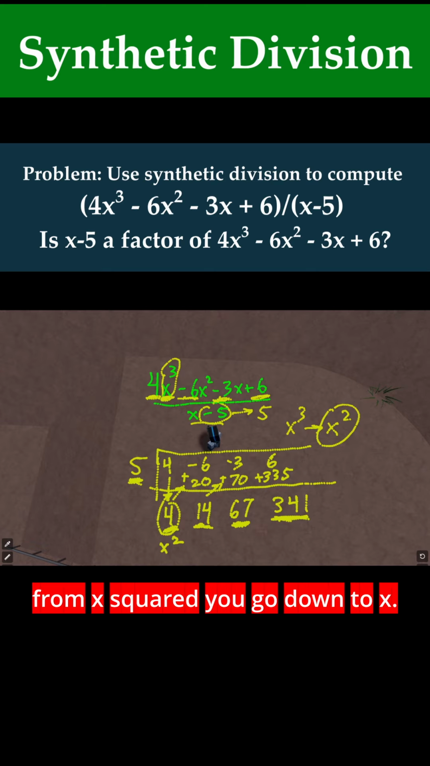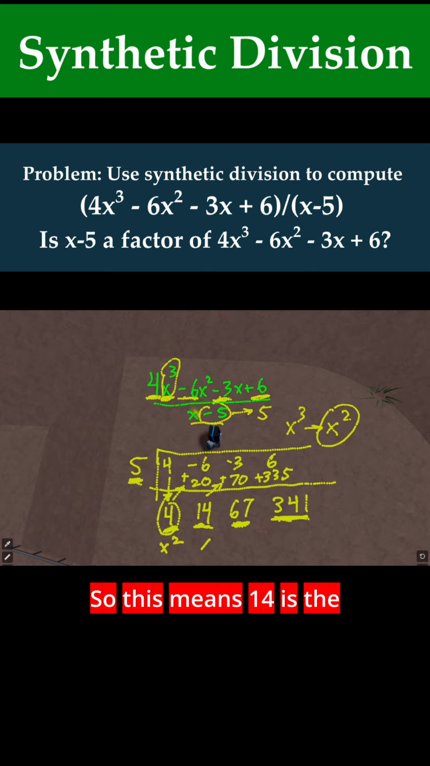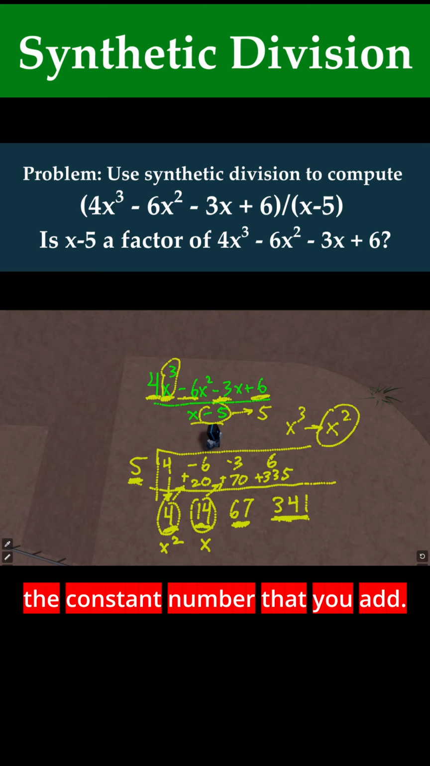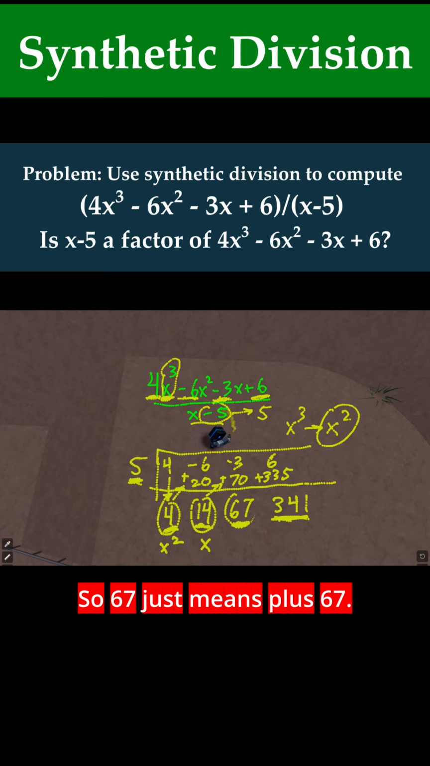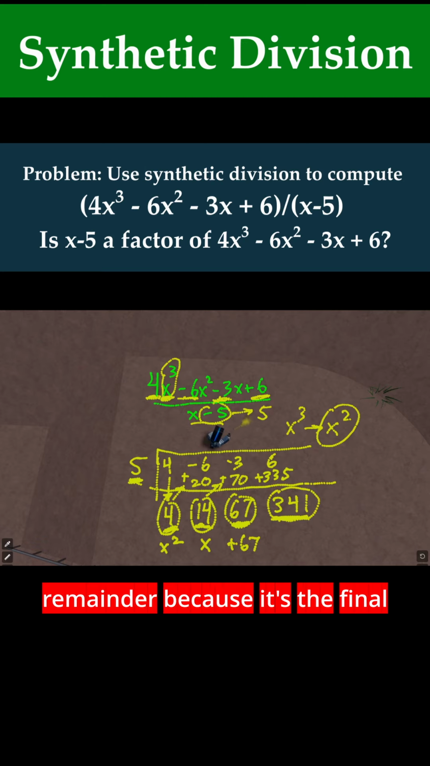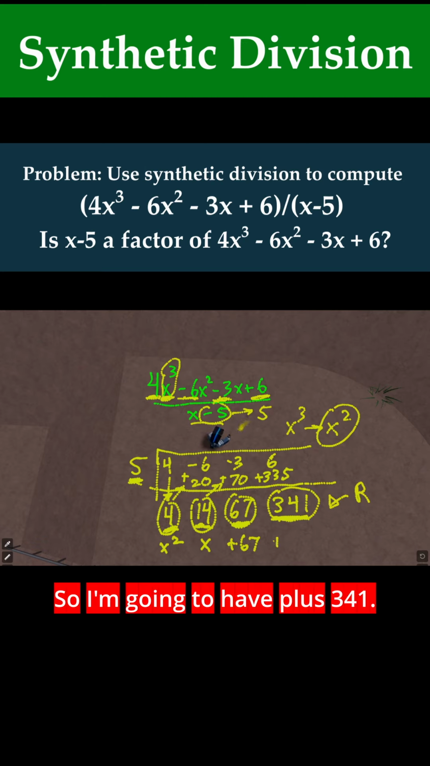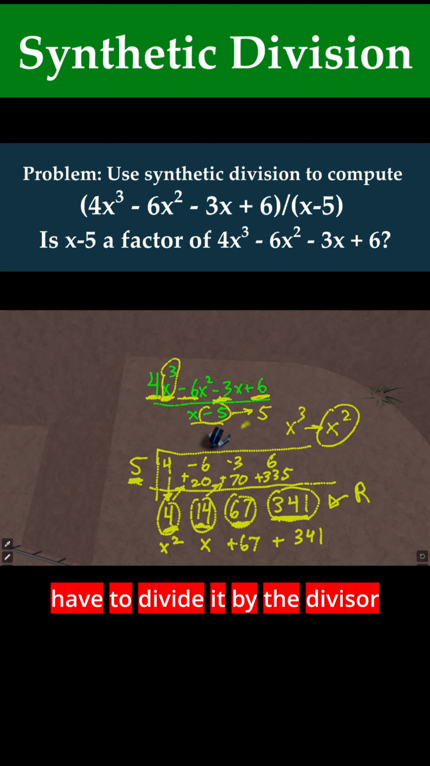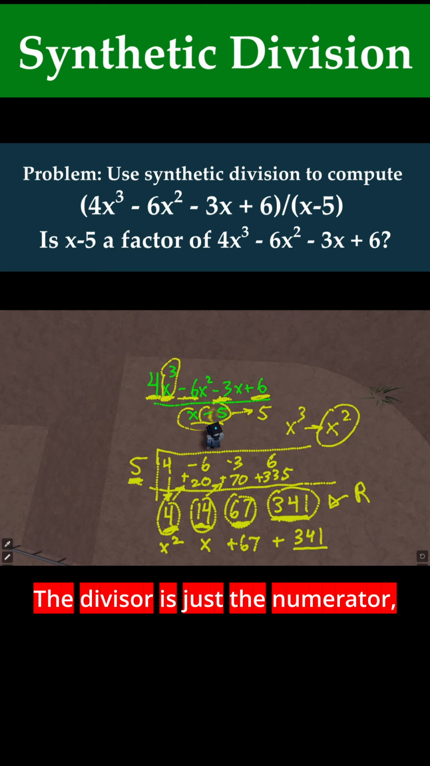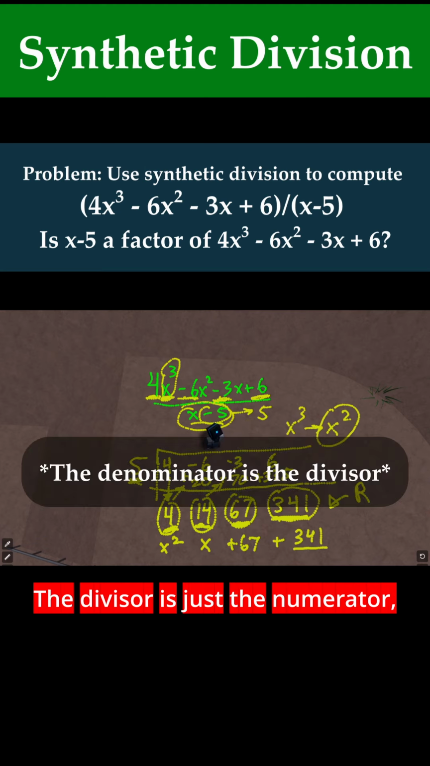From x squared, you go down to x. So this means 14 is the coefficient on x. And then from x, you just go to the constant number that you add. So 67 just means plus 67. And this 341 is our remainder because it's the final number of our synthetic division. So I'm going to have plus 341, and because it's a remainder, we have to divide it by the divisor at the start. The divisor is x minus 5.